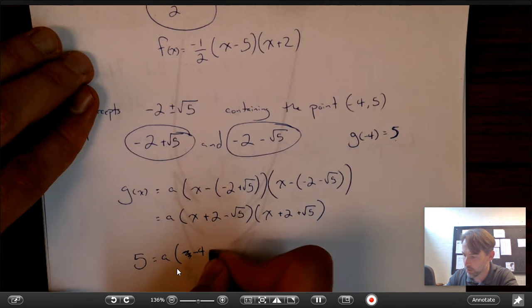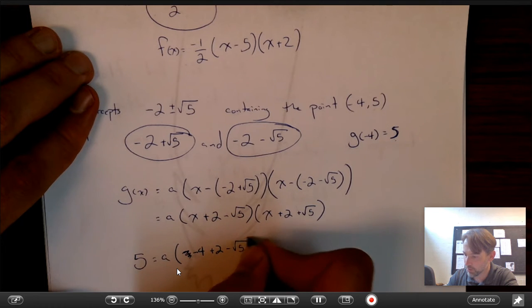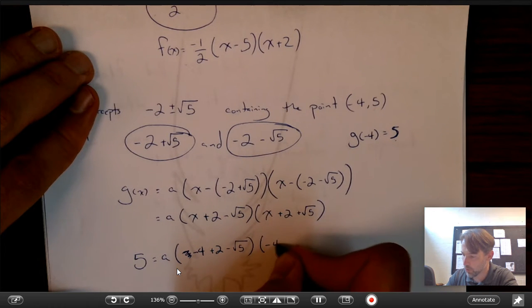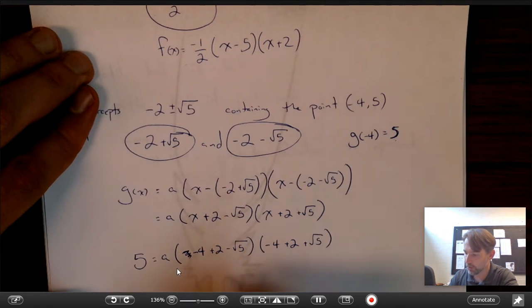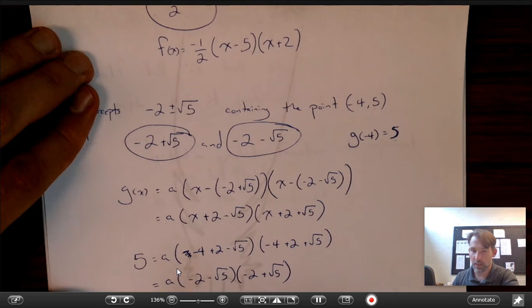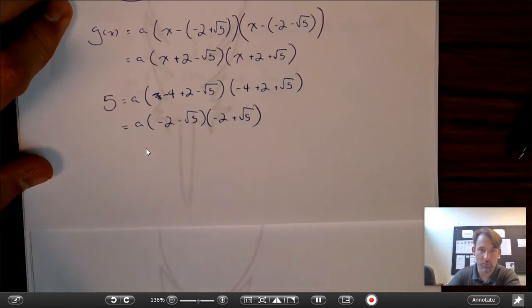Negative 4 plus 2 times minus root 5. And then this is negative 4 plus 2 plus root 5. All right, simplify. This is equal to a times negative 4 plus 2 is negative 2 minus root 5. Negative 2 plus root 5. Okay, and now let me just move the screen so you can see more of my page.